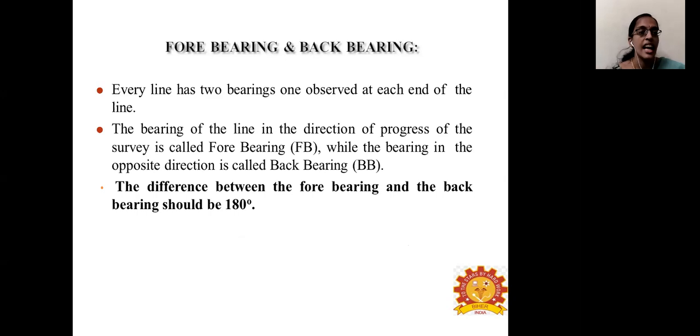Okay, and the forebearing and the back bearing. Every line has 2 bearings, one observed at each end of the line. The bearing of a line in the direction of progress of the survey is known as the forebearing. So forebearing is measured in the direction of the survey only. When we measure the bearing opposite to this direction, that is known as the back bearing. The difference between the forebearing and the back bearing should always be 180 degrees.